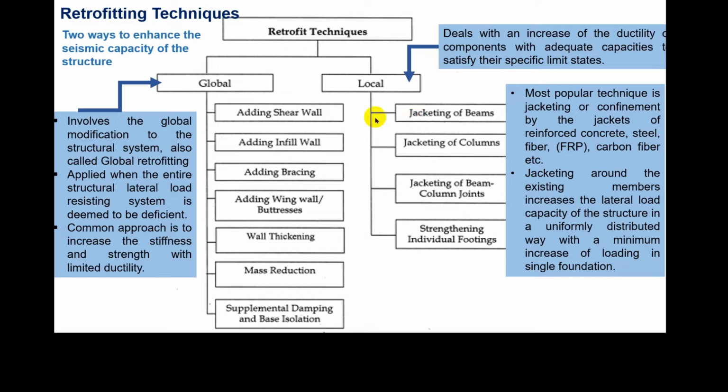And in the category of local retrofitting, jacketing of beams, jacketing of columns, which consist of steel as well as RCC, beam column junction, and strengthening of individual footing fall in the category of local retrofitting. And these techniques are more popular in our country, and in most of the buildings, these member retrofitting or local retrofitting are applied in the present scenario along with the addition of shear wall, infill wall, and this damping technology.